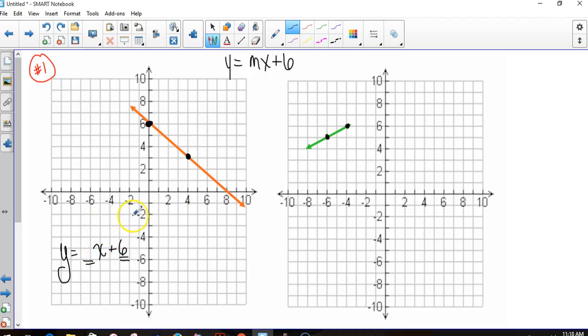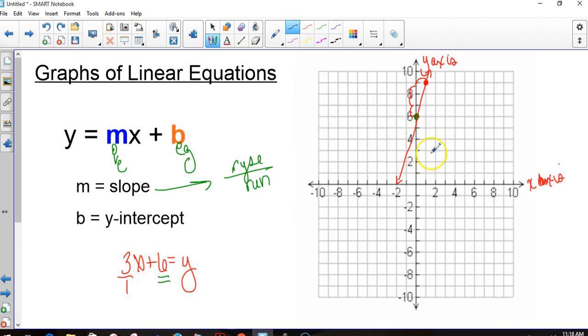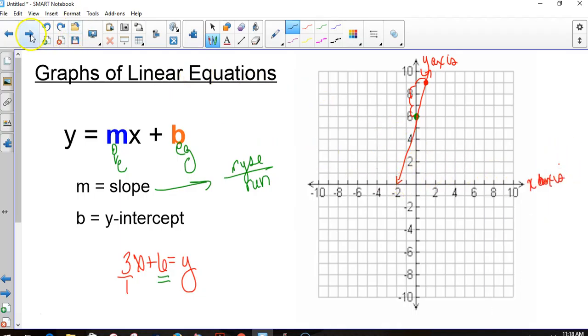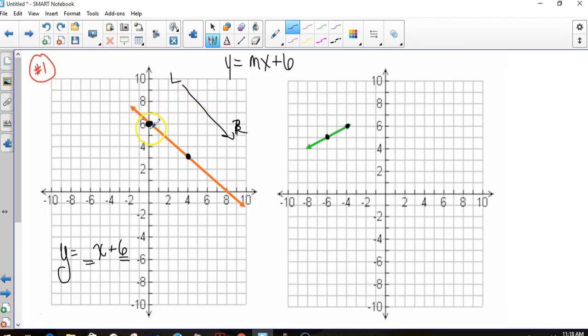To get to the next point, that's how I'm going to find my slope. This is a negative slope. So if your line is going down from left to right, then you're going to have a negative slope. Our other slope was positive because as I went from left to right, it went up. So here I'm going to have to go down 1, 2, 3, and then run 1, 2, 3, 4 to get to the next point.